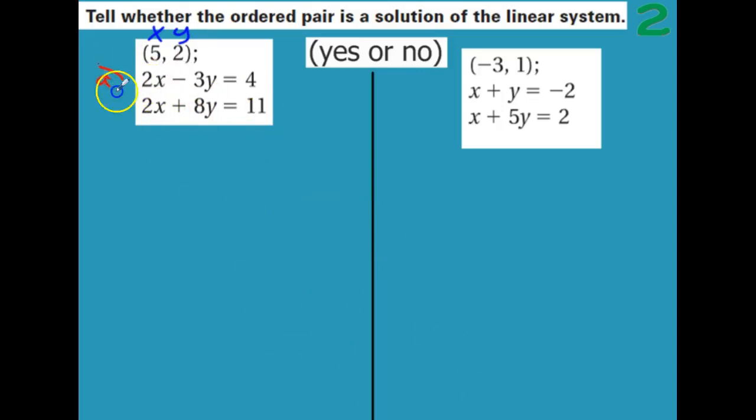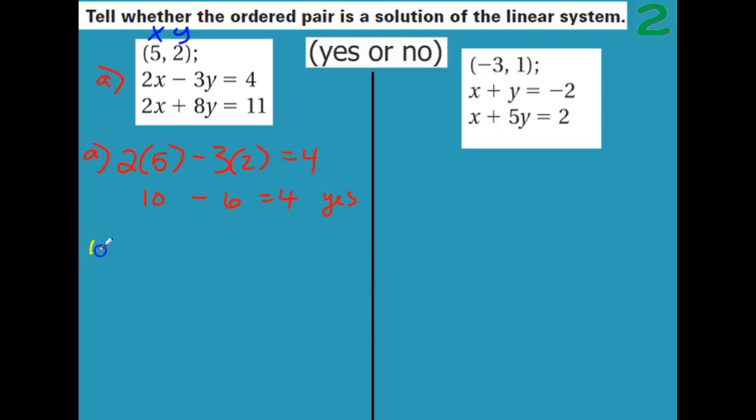So I'm going to call this line A. We're going to try line A first. So it says 2 times x, and x is 5, minus 3 times y, and y is 2, equals 4. Well, 2 times 5 is 10, minus 3 times 2, which is 6. Well, yep, 10 minus 6 equals 4. So yes, this one works.